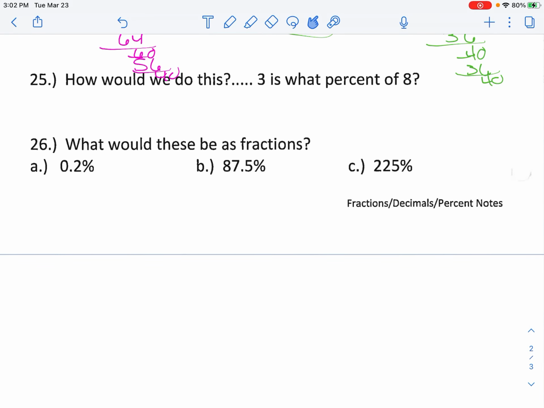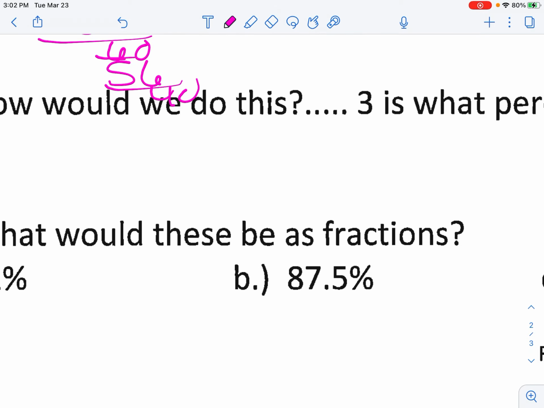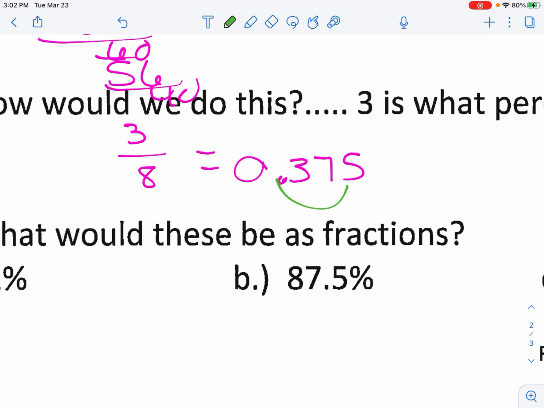All right, how would we do this? 3 is what percent of 8? Make that a little bigger. 3 is what percent of 8? You're going to turn that into a fraction. We're going to do 3 divided by 8, which is 0.375. Slide that decimal twice to the right. That's 37.5%.